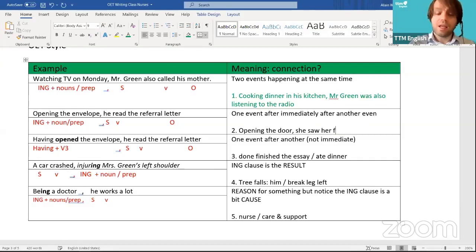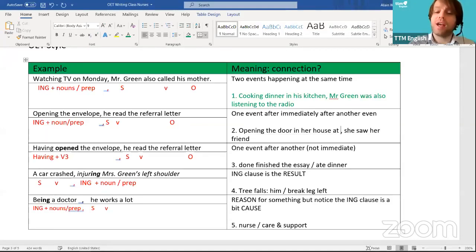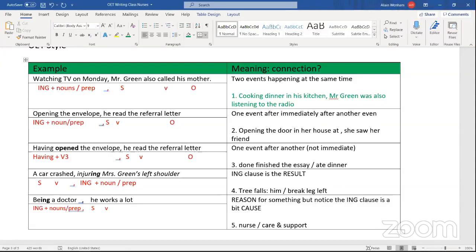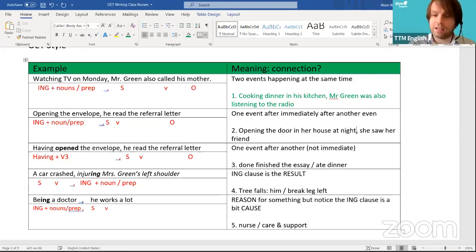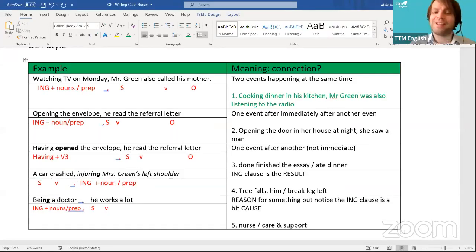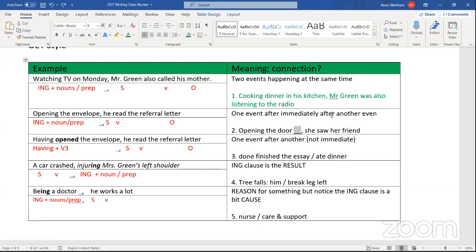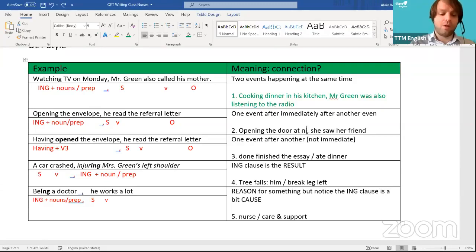Very nice. Okay, can you make it a bit longer though? Opening the door, give me a preposition. Opening the door in her house. In her house, yeah. Okay, at what time? At 7 p.m. How about make it more dramatic, at night, right? She saw a man in the door. Okay, so you get the point anyway, right? You saw a terrible man. Yeah, exactly. We can make it really scary. But the point is, guys, you can build your participle clause. You can make it bigger if you want.